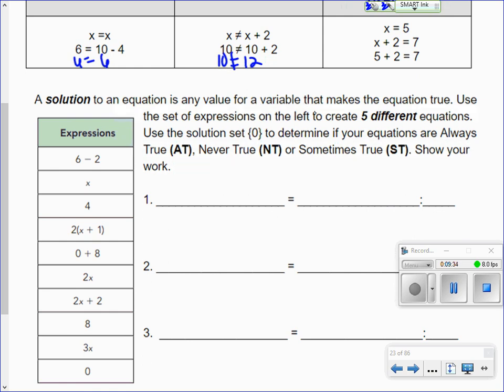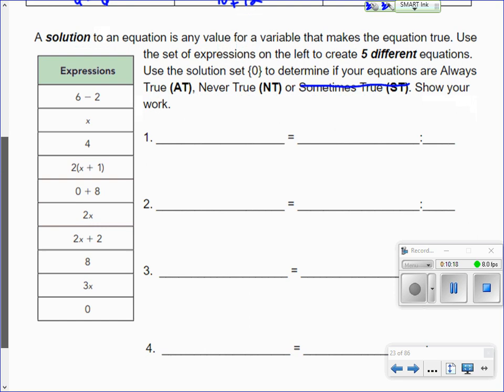Use the set of expressions on the left to create 5 different equations. Use the solution set 0. So when they talk about solution sets, they're going to put them in these funny little parentheses. And that just says use these numbers to try to solve it, to determine if your equations are always true or never true. After I made this, I realized this doesn't make much sense. If you want it to be sometimes true, you have to find the value that makes that statement true. Kind of like this, where I say x equals 5. So you can skip this one if you would like to. If you want to try it, then you find the value that makes each of your expressions or equations true.